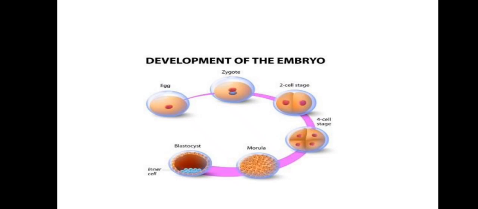The decidua is the name given to the endometrium during pregnancy, and three layers are found in the decidua: the basal layer, the functional layer, and the compact layer. The basal layer lies immediately above the myometrium, and the functional layer consists of tortuous glands which are rich in secretions. The compact layer basically forms the surface of the decidua and is composed of closely packed stroma cells and the necks of the glands.